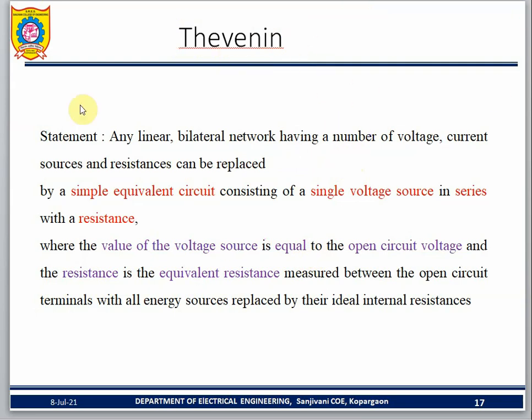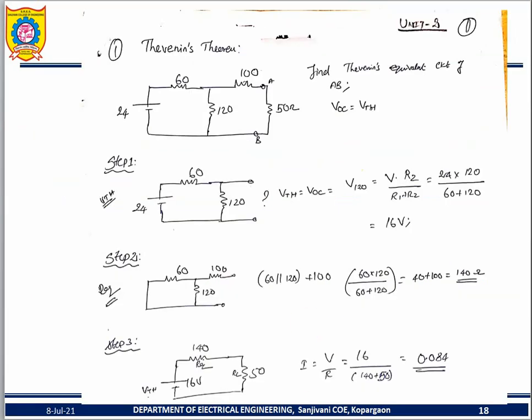Thevenin's theorem consists of 3 steps. The steps are shown here. This is the given circuit. Step number 1, step number 2, step number 3. What is step number 3? The final circuit diagram is a simple circuit diagram. Voltage is there, and 2 resistances are connected in series. So 140 plus 50 is equal to 190. Then by Ohm's law, I is equal to V by R. What is the V value? 16 volt divided by R value, 190. Substitute.